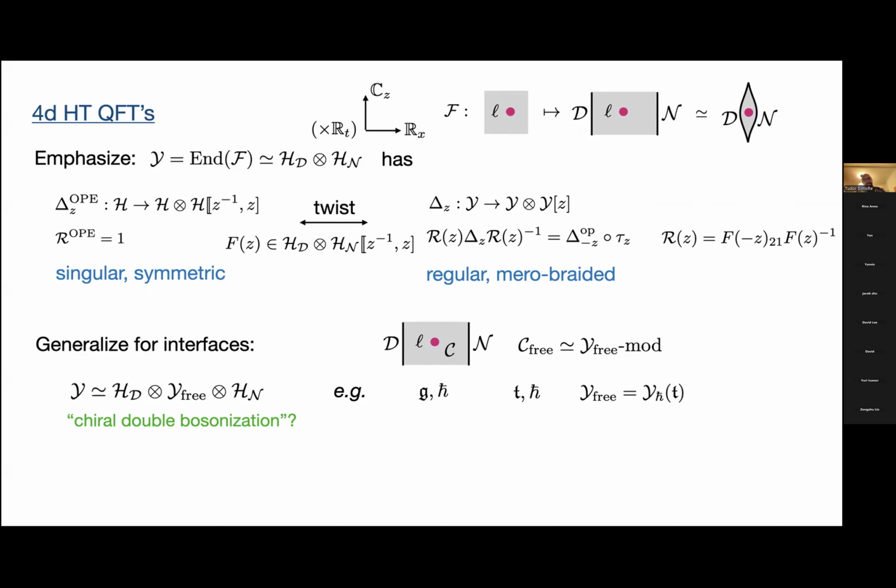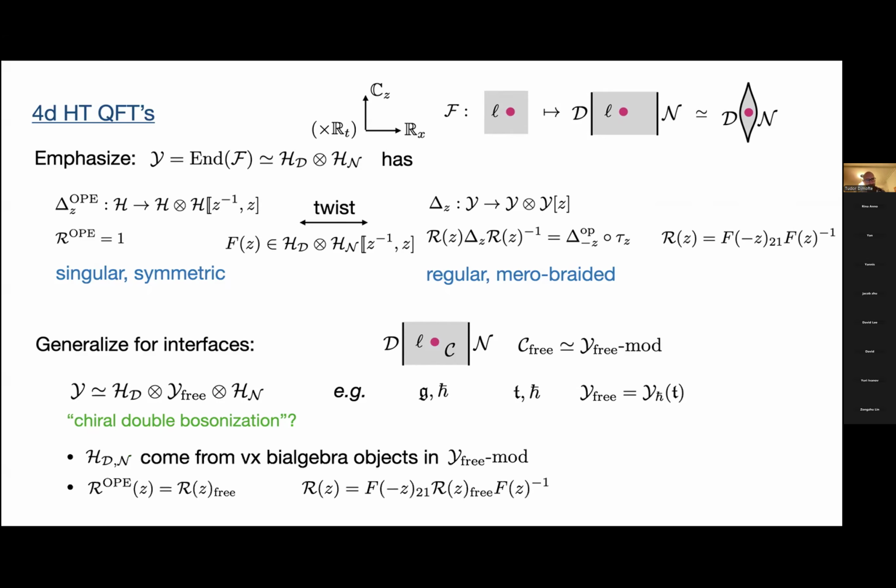One would hope for some chiral double bosonization construction, spelling out all the properties of that thing. I don't think it's ever been written down. It'd be really nice if it was.